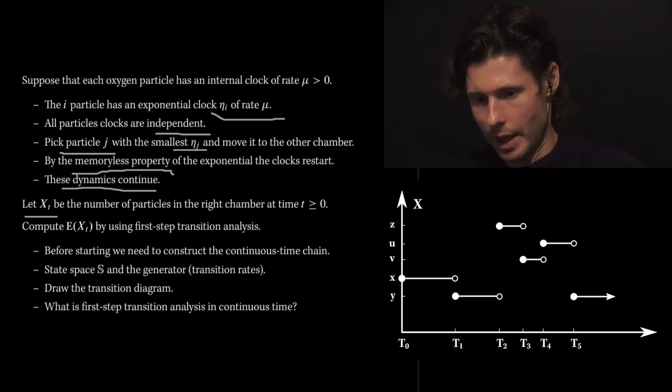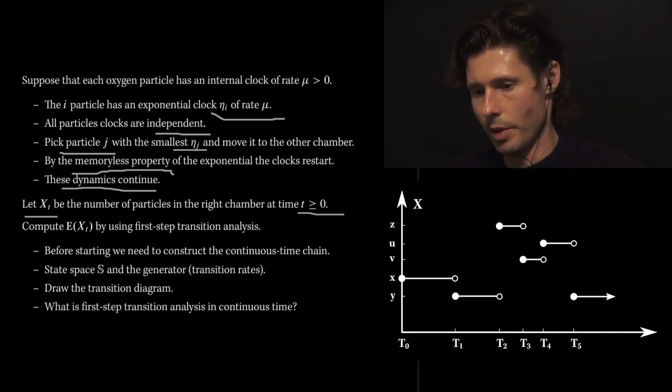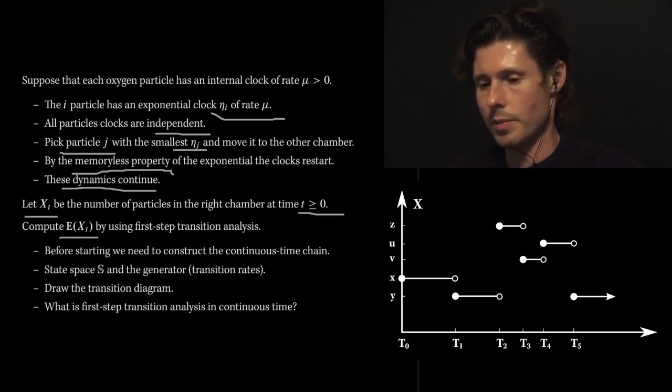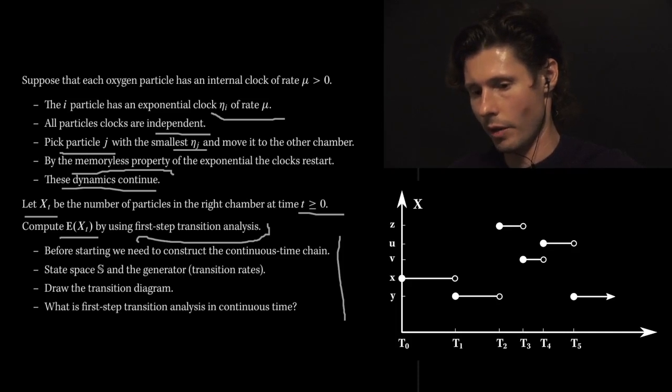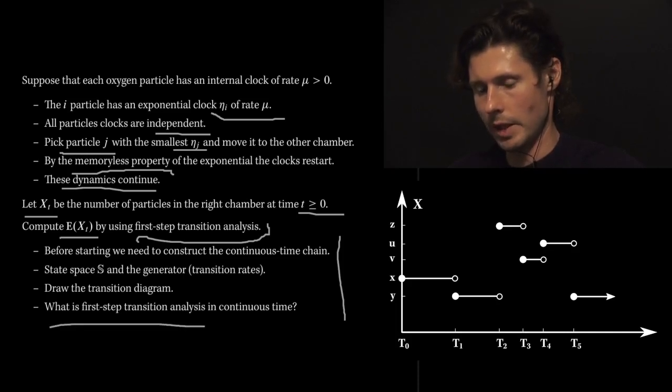If we let X_t, we're now in continuous time, be the number of particles in the right chamber at time t, our goal is to compute the expected number of particles at time t. I'm going to do this using first step transition analysis, whatever that means in continuous time. But first, let's construct the Markov chain, and I'll show you what this entails in a bit.